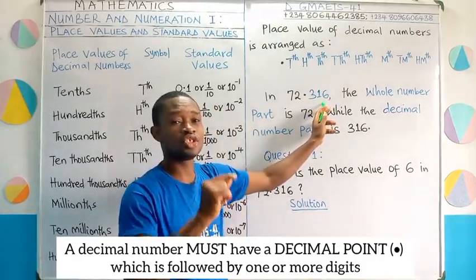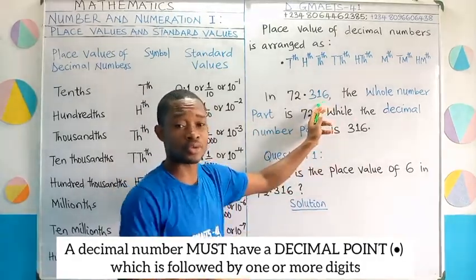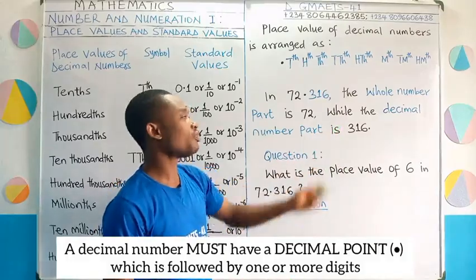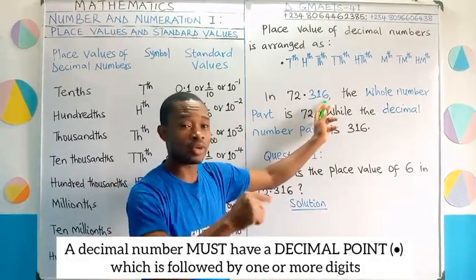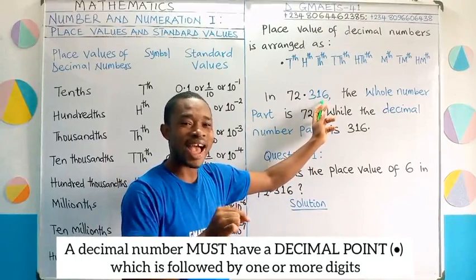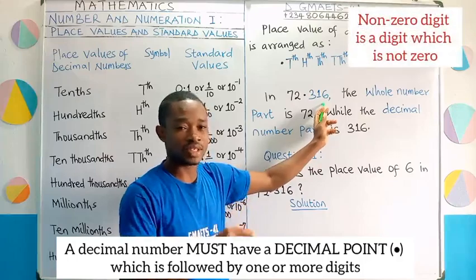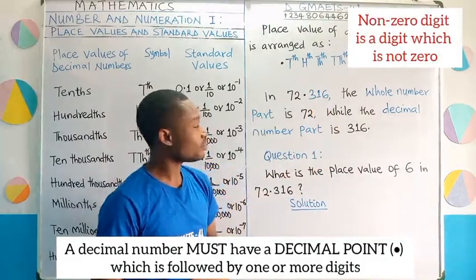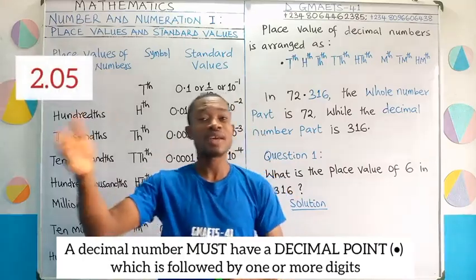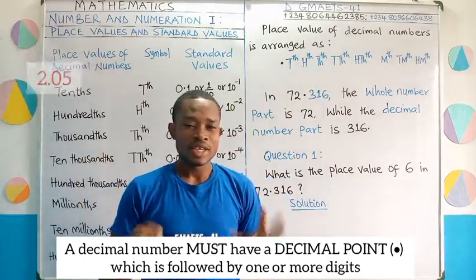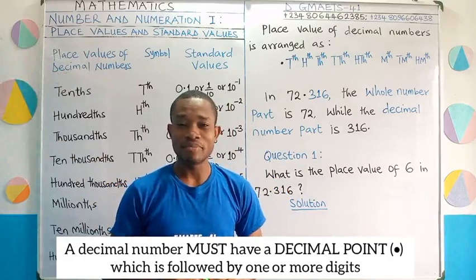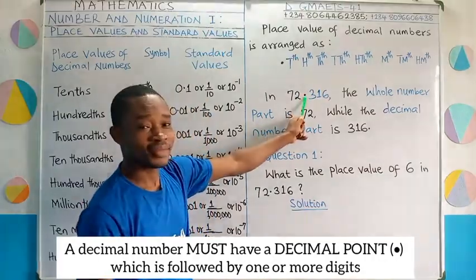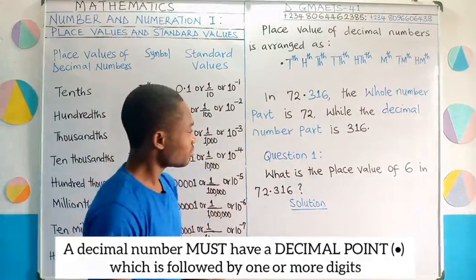The digits should not be all zeros. It's possible for you to have 0 there, but all of them will never be 0. You must have non-zero digits in it. In fact, in this 72.316, there is no 0 even in the decimal part. I could give you something like 2.05. Is that okay? So, a decimal number is simply identified by a decimal point. What is our decimal point? Look at it. This point is called a decimal point.